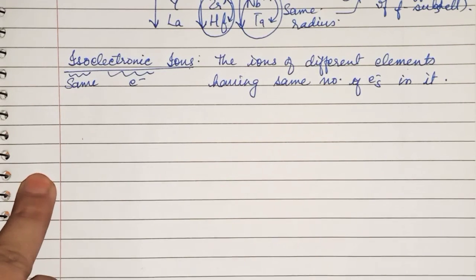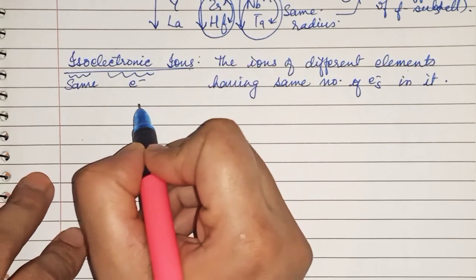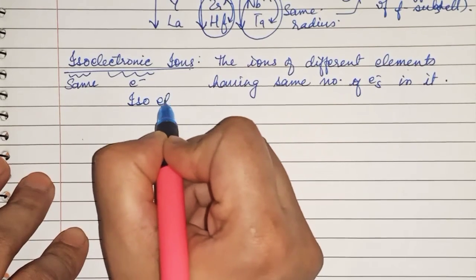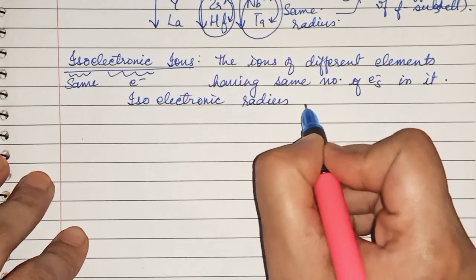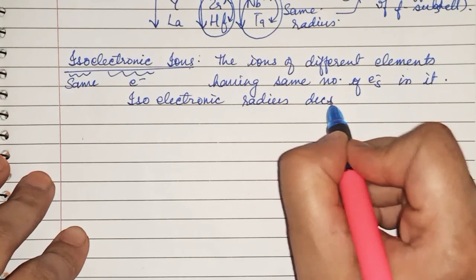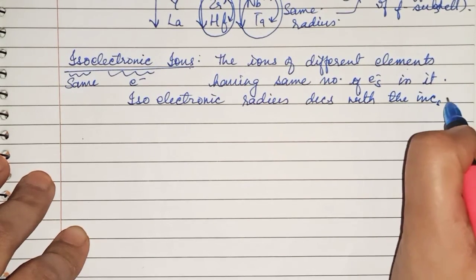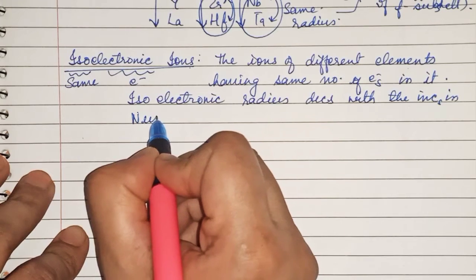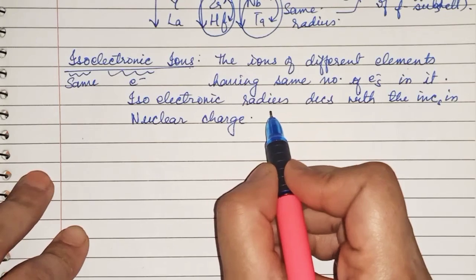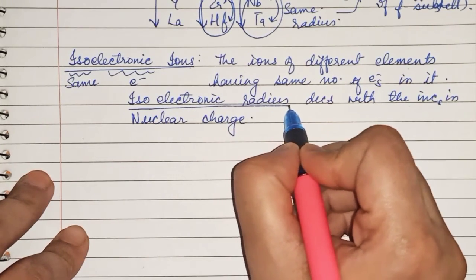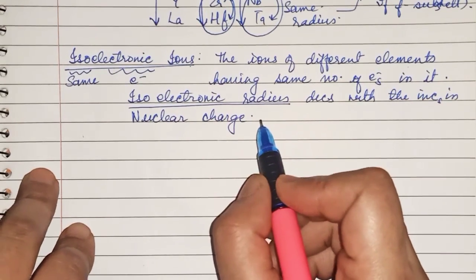You can say that isoelectronic radius decreases with the increase in nuclear charge. When nuclear charge is increasing, then the isoelectronic radius, or you can say the radius of the isoelectronic ions, will decrease.